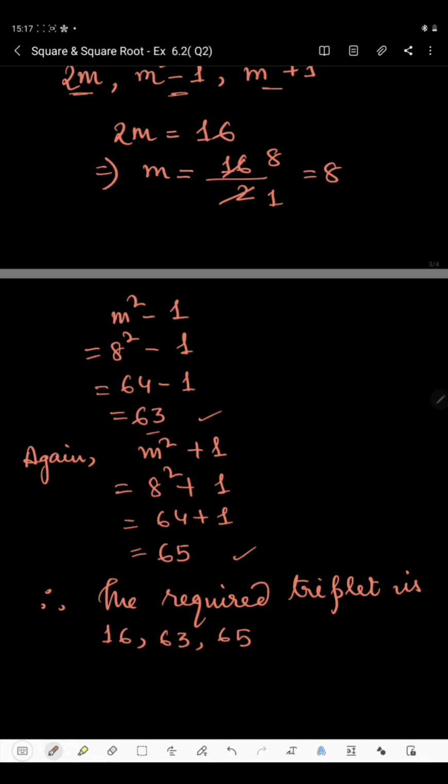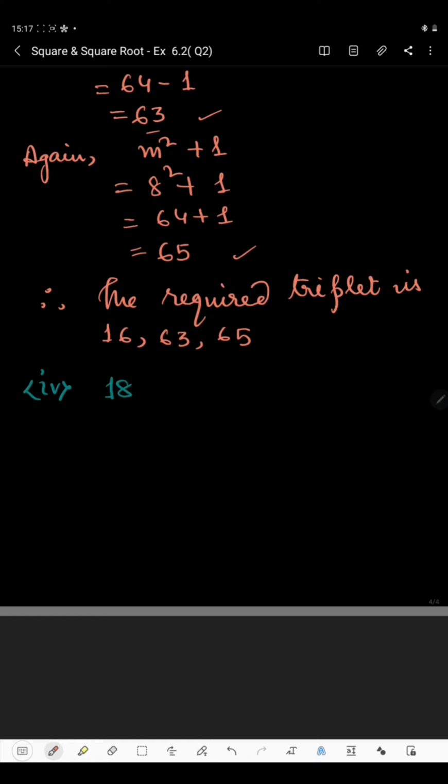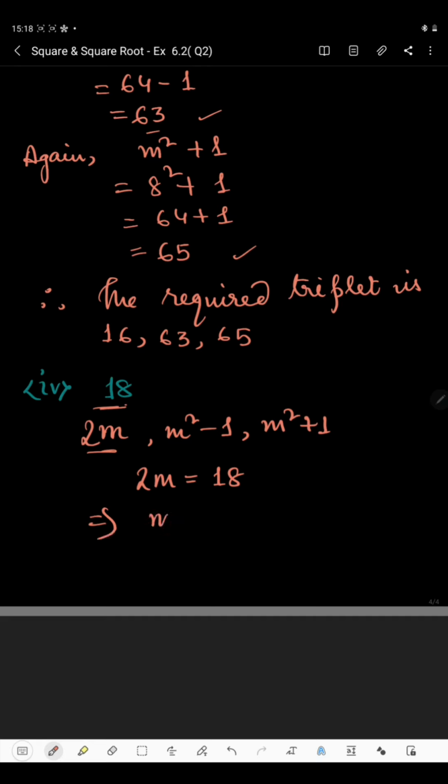Now the last part of this question. The Pythagorean triplets are 2m, m square minus 1 and m square plus 1, and one of the members is given which is 18, and 2m is also one of the members. So we will just make it equal. So 2m will be equal to 18. What will be the value of m? 2 is multiplied by m, so the value of m will be 18 divided by 2, which is 9, since 2 nines are 18. So the value of m is 9.